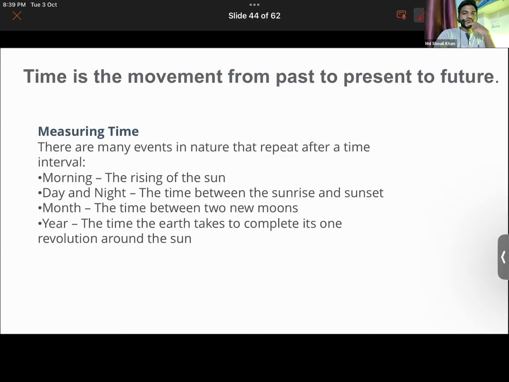What else? Is time relative? Is time relative? Yes. Have you guys seen sci-fi space movies? Have you guys seen Interstellar?